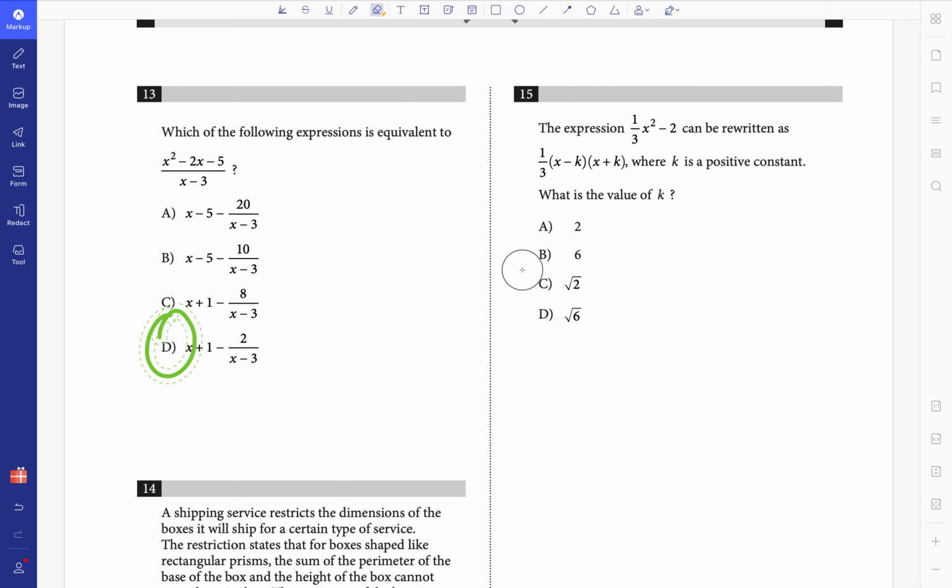Now we moved on to this problem. And now the expression 1/3 x squared minus 2 can be rewritten as 1/3 of x minus k, x plus k, where k is a positive constant. What is the value of k?